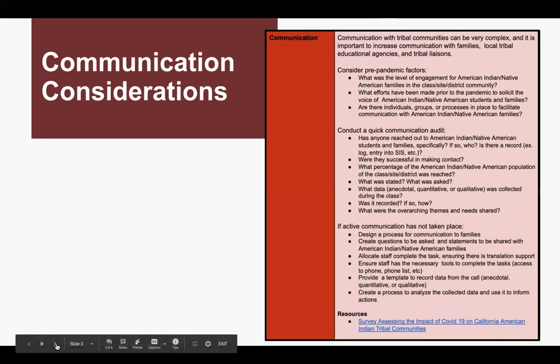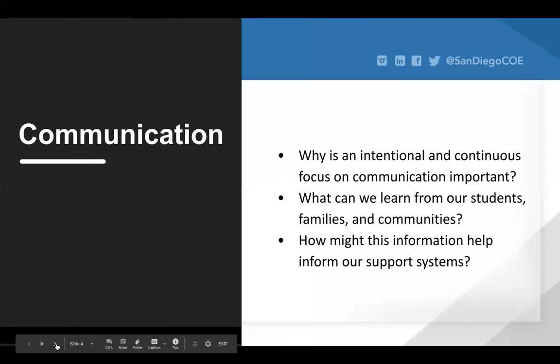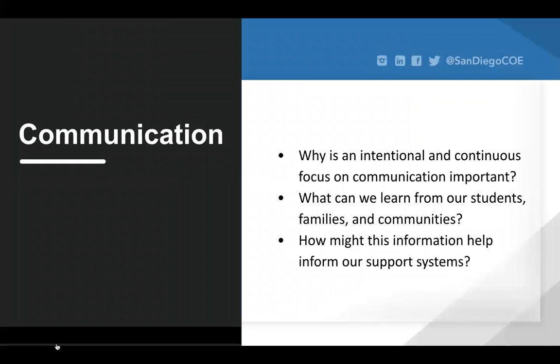Additionally, these guiding questions have been designed to prompt LEAs to think about data collection and next steps. Why is an intentional and continuous focus on communication important? What can we learn from our students, families, and communities? How might this information help inform our support systems?